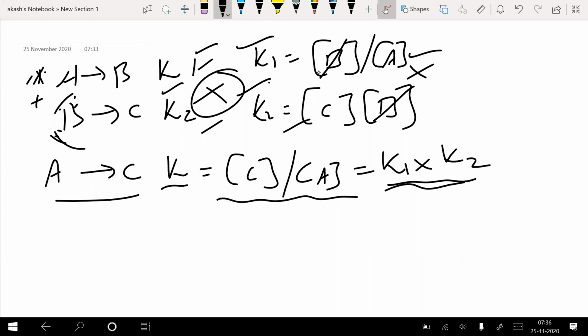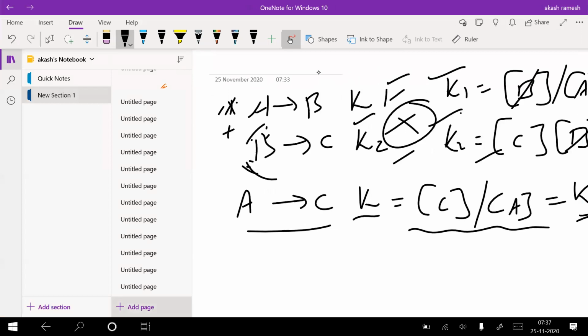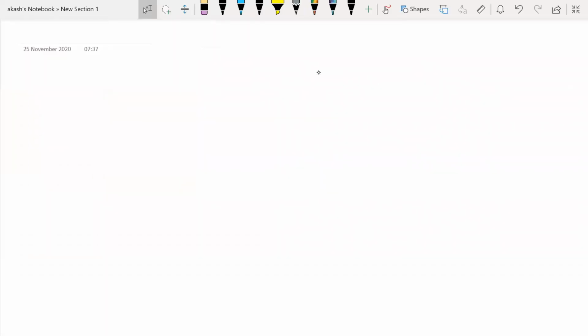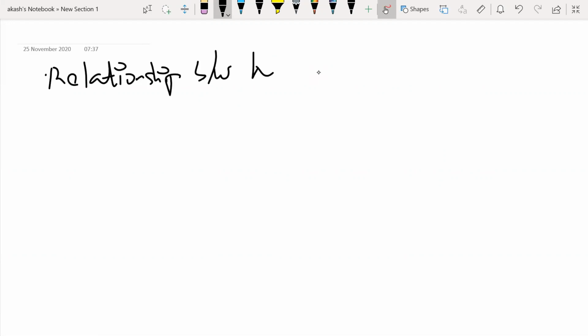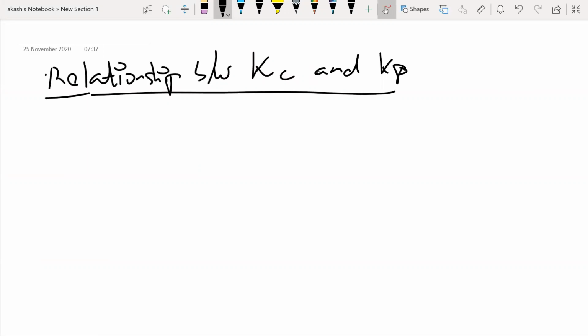Now, next thing you have to see is the relationship between Kc and Kp. We are going to have a small derivation, and the derivation is also important, and your end result is also important.